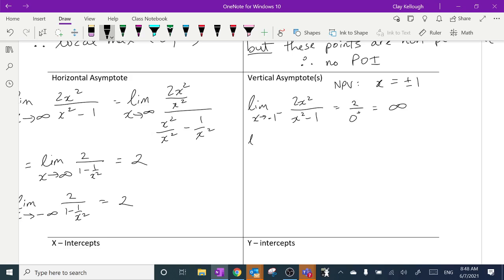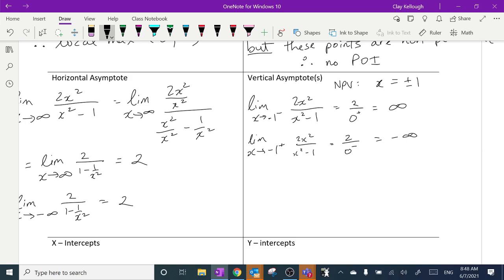Now let's think of the limit as x approaches negative 1 from the right. From the right, when you approach negative 1, you'd have something like negative 0.99. And that's going to make the denominator basically shrink to 0, but it'll always be negative. So it's heading to negative infinity on the other side of the asymptote.